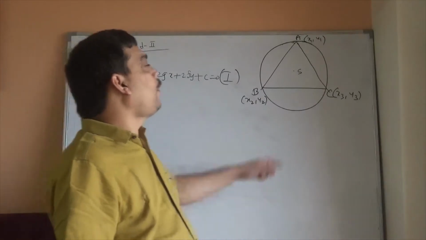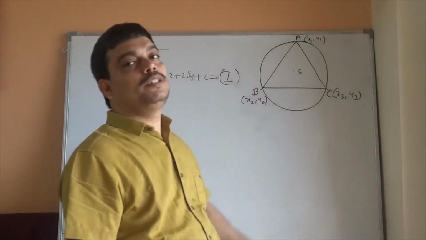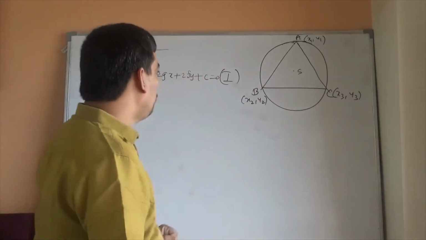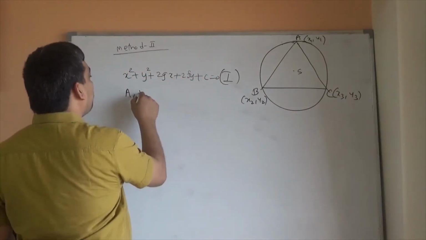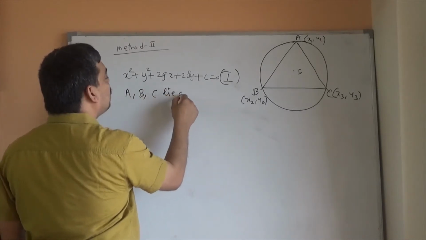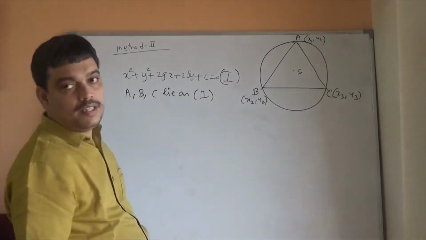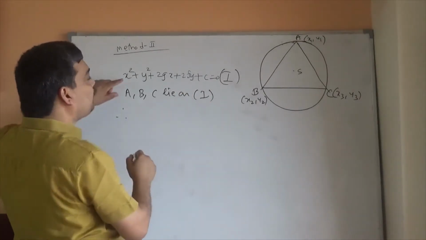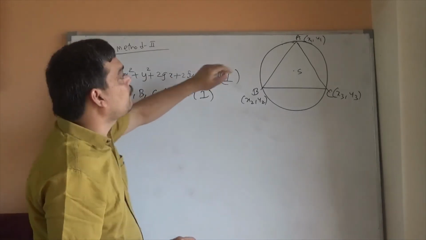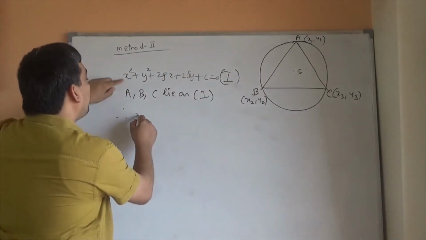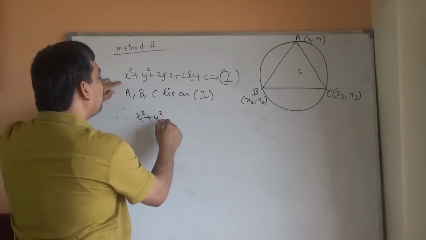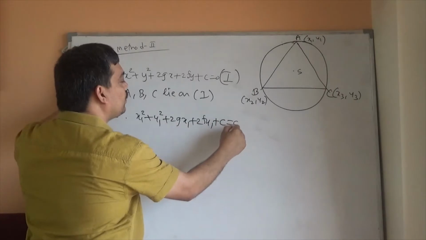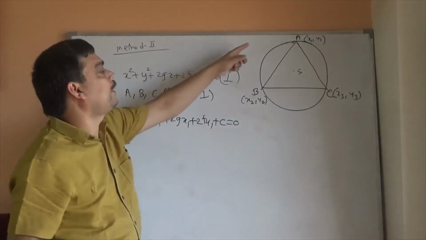Now you can see that the point A, point B, point C, all these 3 points lie on the circle. So each of these points has to satisfy the circle equation. You can now say the points A, B, C lie on 1. That means they lie on the circle. So if A satisfies this, for x and y you are going to substitute x1, y1. So we will be writing x1 square plus y1 square plus 2gx1 plus 2f(y1) plus c equal to 0. Here we have replaced x, y with this point.